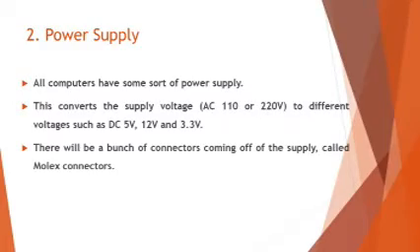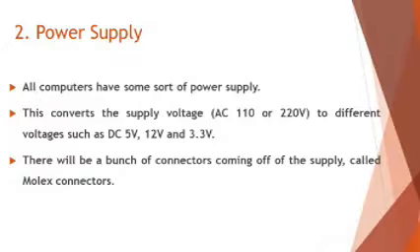So the second point is the power supply. The first point regarding the different parts of a computer was the motherboard. Then we have the second point, which is the power supply. The power supply is very essential to run the computer in a very good manner. All computers have some sort of power supply, and it converts the supply voltage, which is AC 110 volt or 220 volt, to different voltages such as DC 5 volt, 12 volt or 3.3 volt, which are needed by nearly every component inside the computer system.